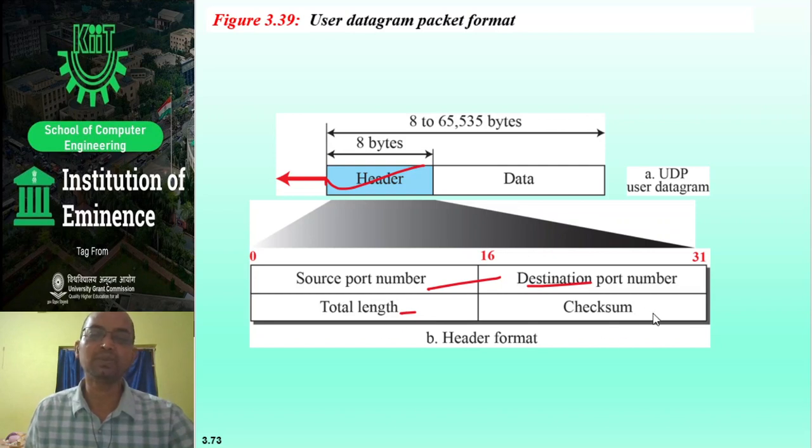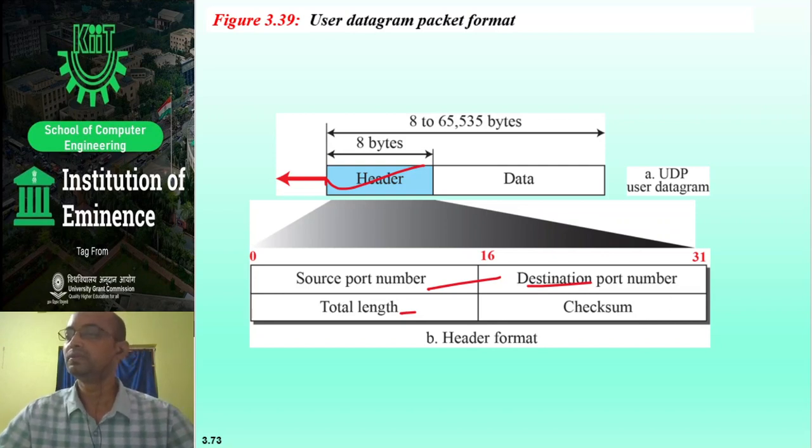Checksum is the error control mechanism used by UDP to verify whether the packet is corrupted during transmission or is error free. Checksum is used on the header information. The source port number is 2 bytes, the destination port is 2 bytes, total length is 2 bytes, and checksum is 2 bytes. So in total the header in UDP is 8 bytes, followed by the data.